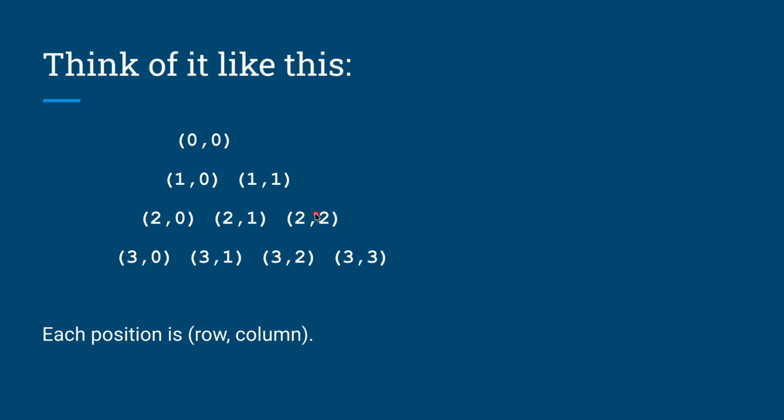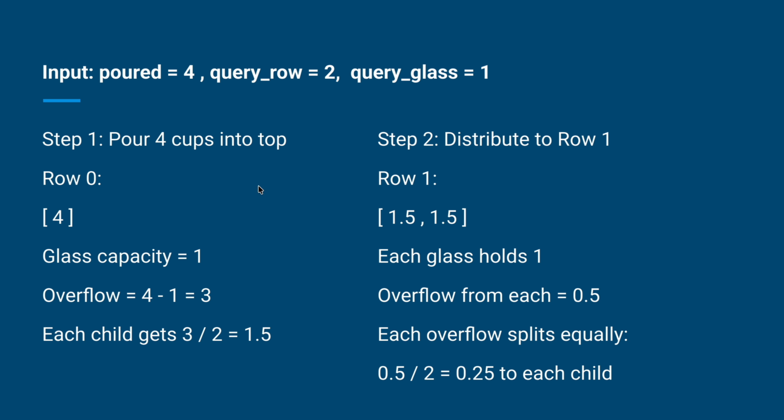So that's our first hint: this is a DP, or we can say it is a simulation problem. It is a DP problem because it all depends on the previous glasses. Every glass depends on this one, this depends on this one, this depends on this one and this one. So this is a DP problem and it gives you the hint. Each position is a row and column here. So let's try to understand this example that we have been given. Very first, we want to pour 4 cups at the top.